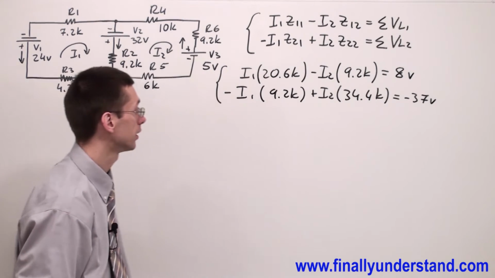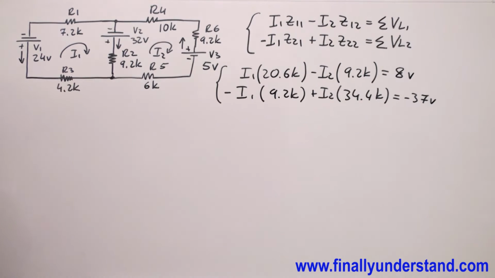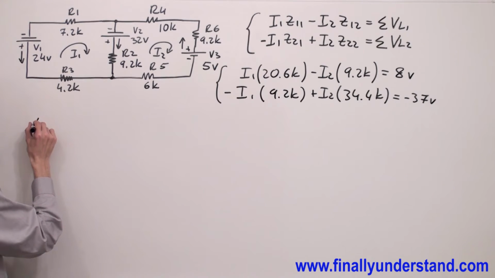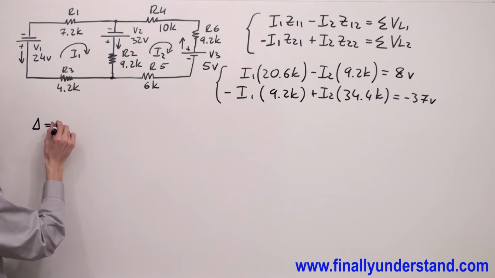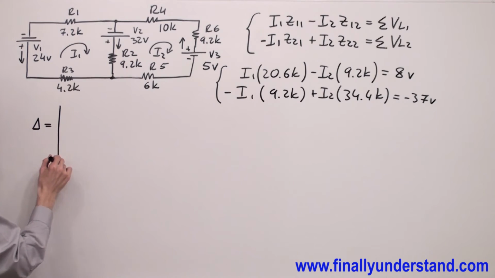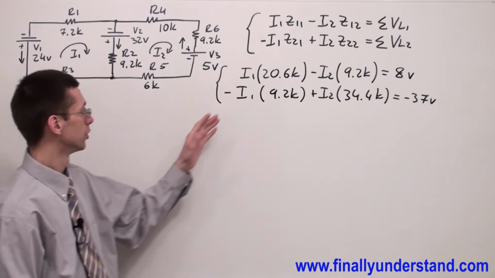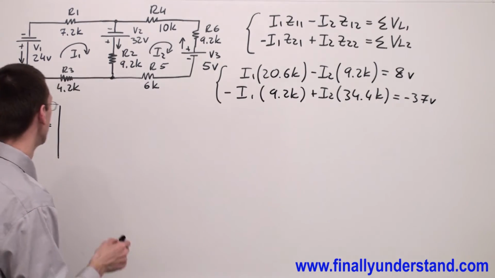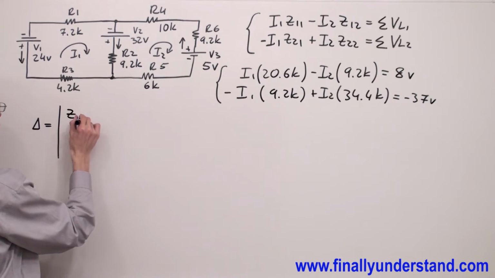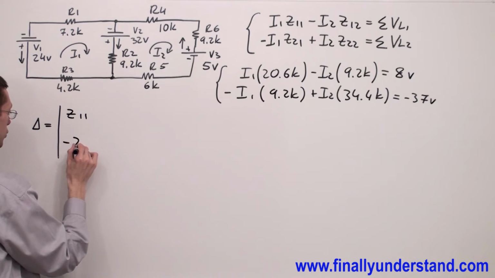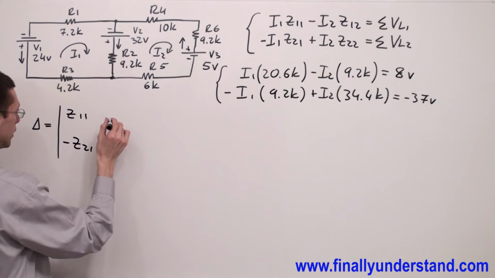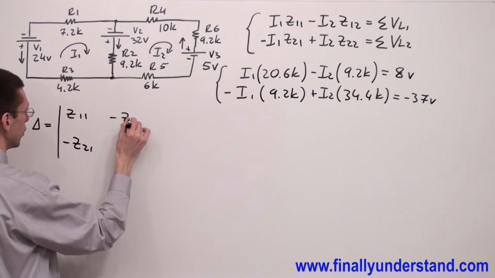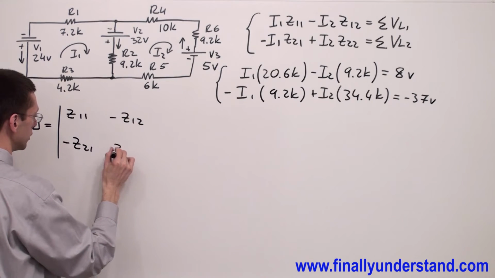Next, I can start to calculate I1. We're going to use determinants again. First, we have to calculate the delta. In order to calculate delta, you're supposed to use the integers which are next to I1 and I2. So I have Z11, minus Z21, and I have negative Z12 and Z22.